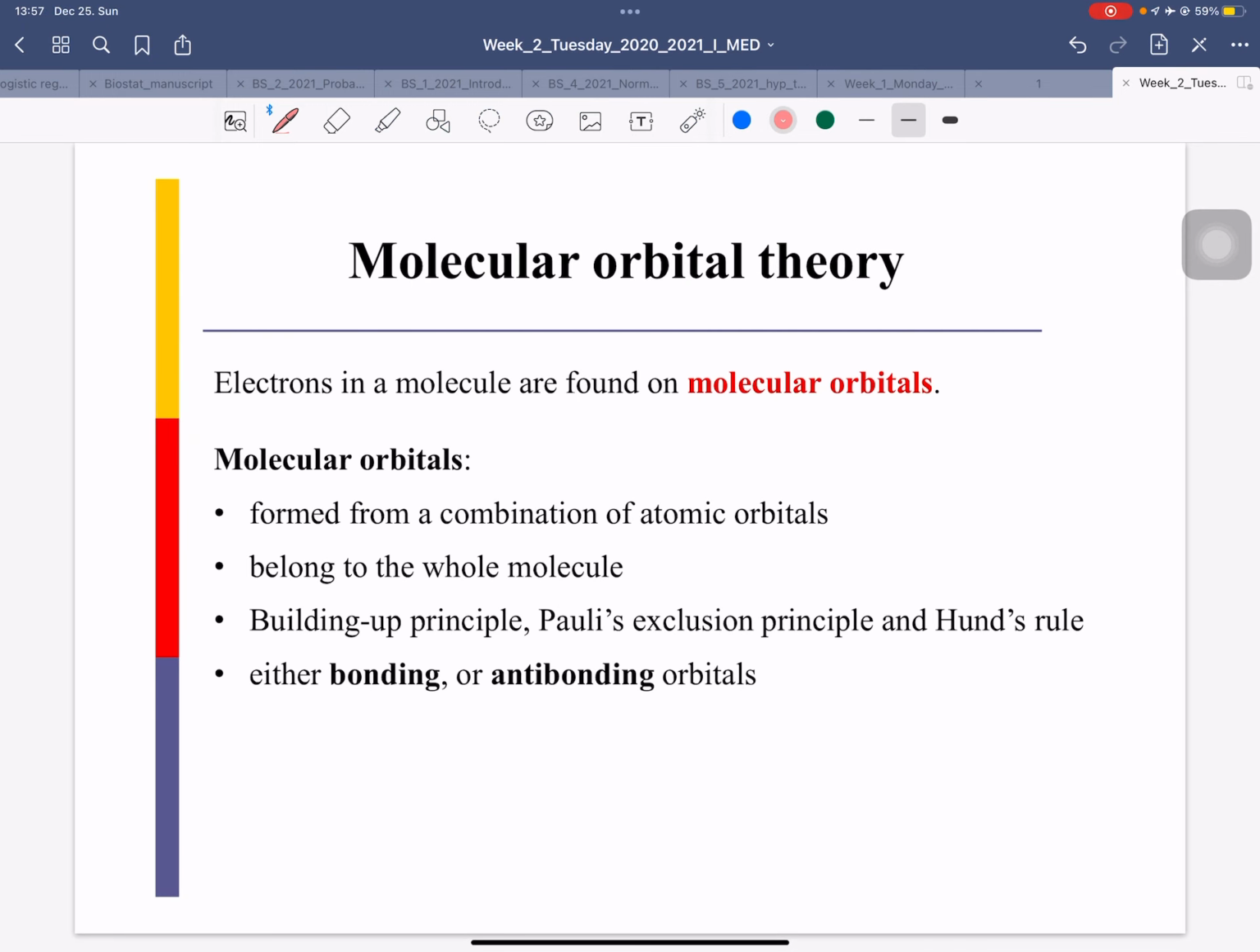Now we go to the molecular orbital theory. It says electrons in a molecule are found in molecular orbitals. This is very important. A molecular orbital is the combination of atomic orbitals, and these orbitals belong to the whole molecule. It follows the Aufbau principle, Pauli's exclusion principle and Hund's rule, which I explained in the first lecture.